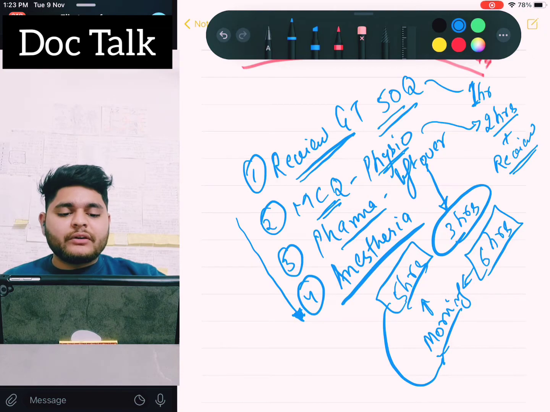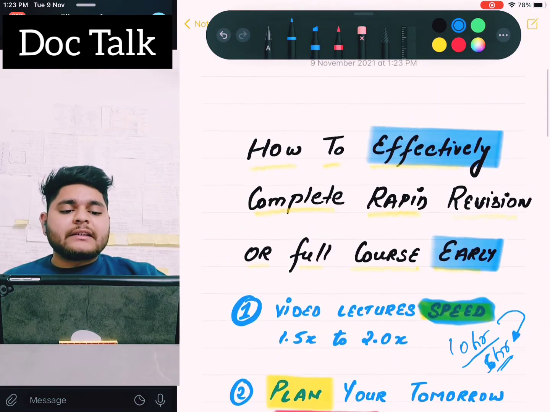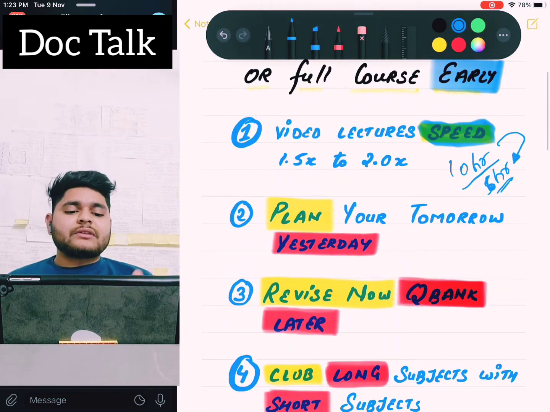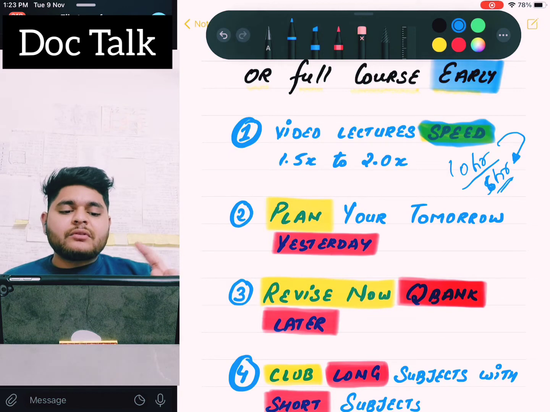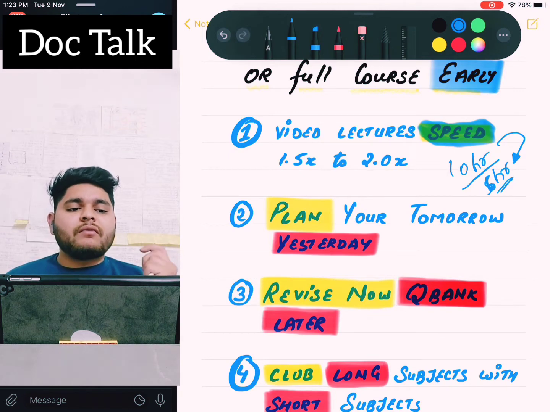Okay, if you are going to study something on Monday, on Sunday night you should plan it. If you are going to study something on Tuesday, on Monday night you should plan it. Because once you have a plan, you don't have to rush everything in the morning, thinking what should I start with.